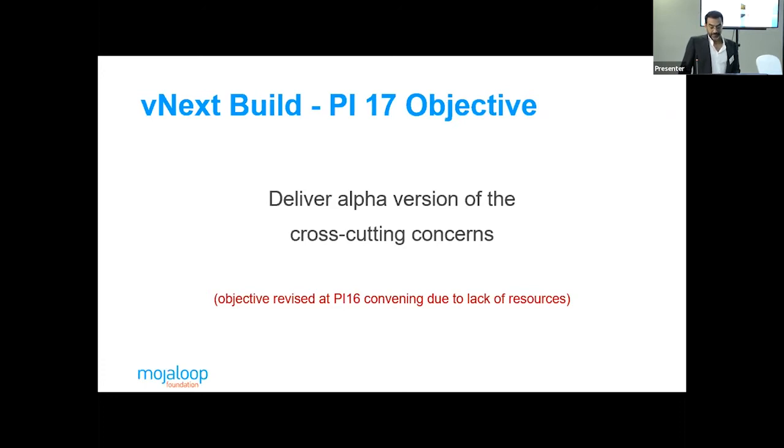Okay, I keep complaining, I know, but we don't have enough resources. Due to the lack of resources dedicated to this build, we had to revise our objectives, and we keep doing so, but we are still making progress. Our objectives are to deliver the cross-cutting concerns during the month of May, and it looks like we're well headed to deliver that.